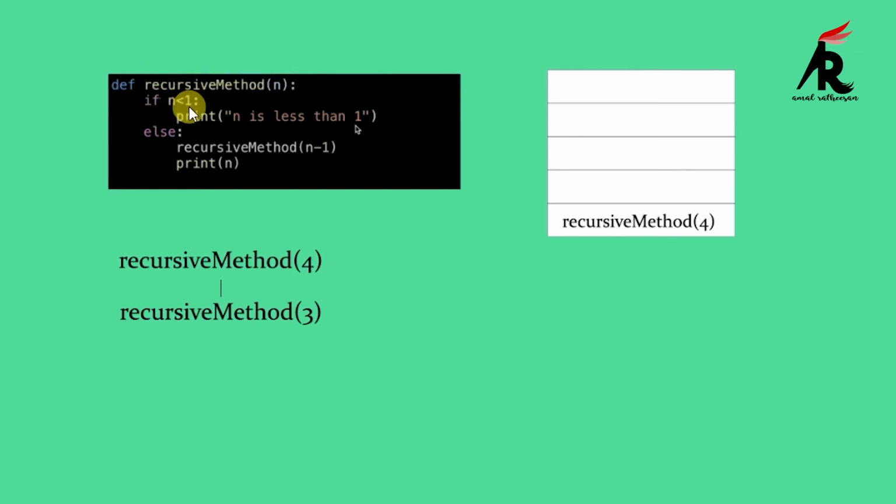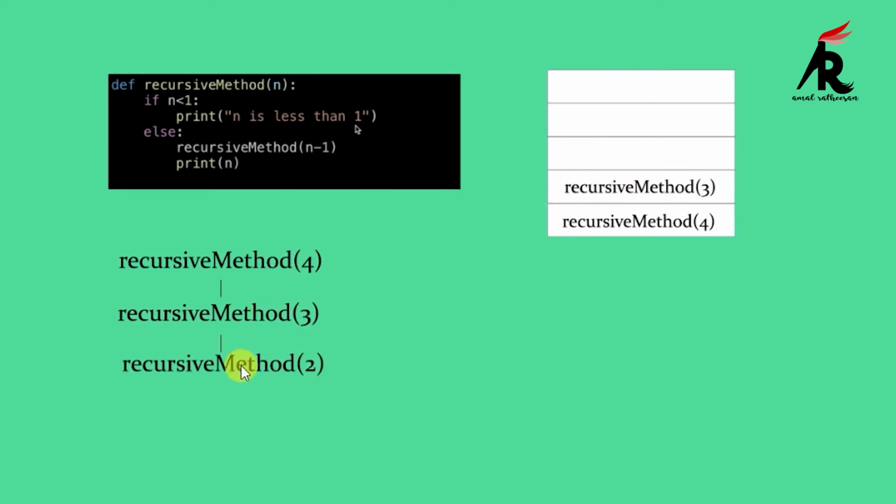If 3 is less than 1, no, 3 is not less than 1. Else, again recursive method 2. So add recursive method 3 to the stack memory. Then we go to recursive method 2. In recursive method 2, again 2 is not less than 1, so else recursive method 1. So add recursive method 2 to the stack memory. So recursive method 1. Is 1 less than 1? No. Else recursive method 0. Before going to recursive method 0, add recursive method 1 to the stack memory.